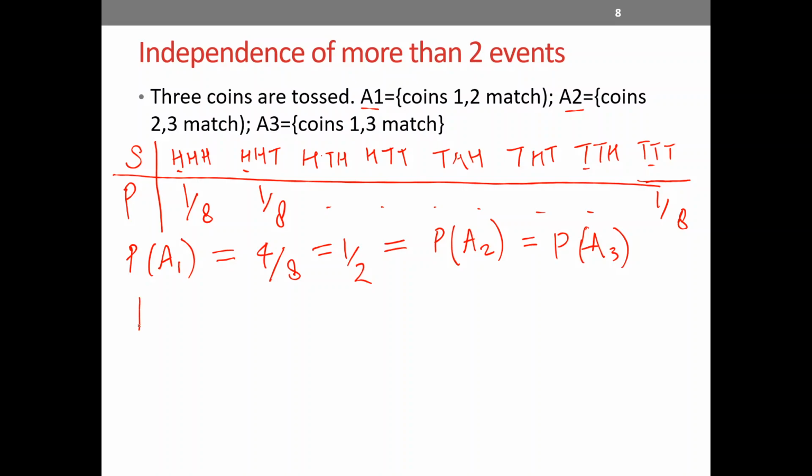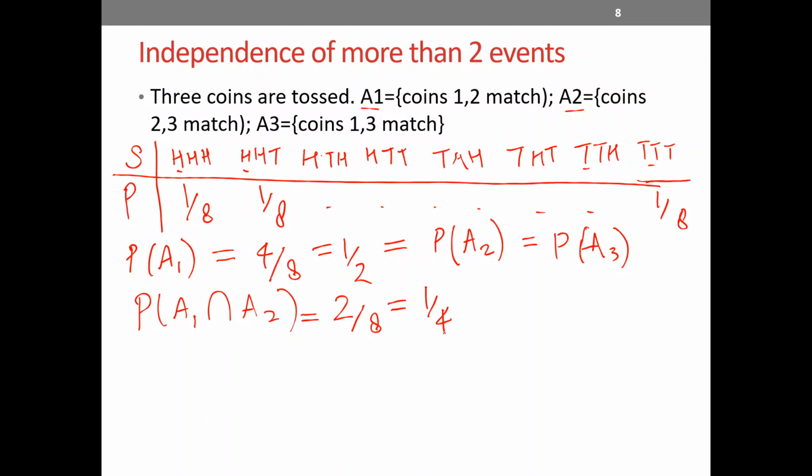Now let's look at the probability of A1 and A2. Okay, that means all 3 match, right? So how many in all 3 match? Just 2 of them, right? All heads and all tails. So 2 out of 8, which is 1/4.